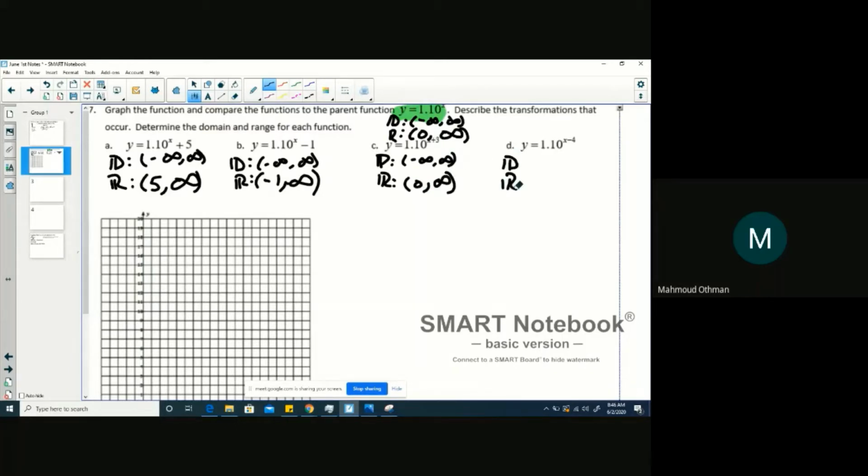The domain, the range. The domain is all real numbers, so negative infinity to infinity. The range is not impacted by the left to right shift. It goes from 0 to infinity.